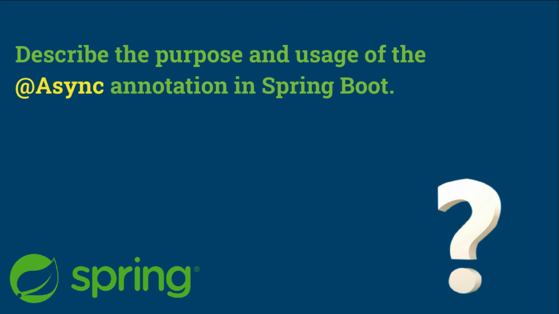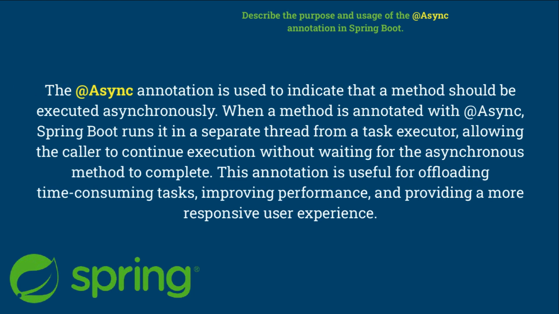Third question, describe the purpose and usage of the @Async annotation in Spring Boot. The @Async annotation is used to indicate that a method should be executed asynchronously. When a method is annotated with @Async, Spring Boot runs it in a separate thread from a task executor, allowing the caller to continue execution without waiting for the asynchronous method to complete. This annotation is useful for offloading time-consuming tasks, improving performance, and providing a more responsive user experience.